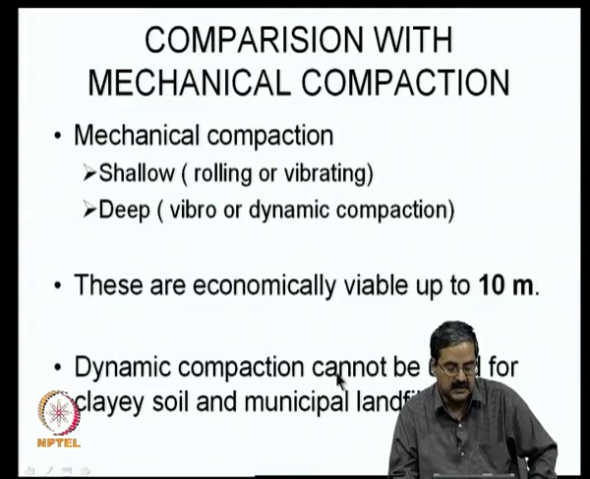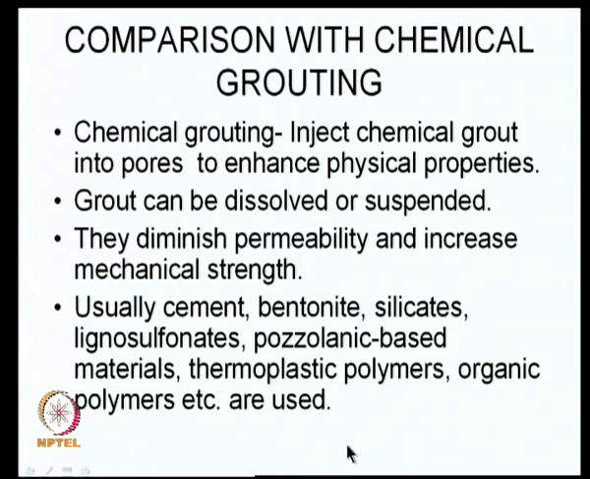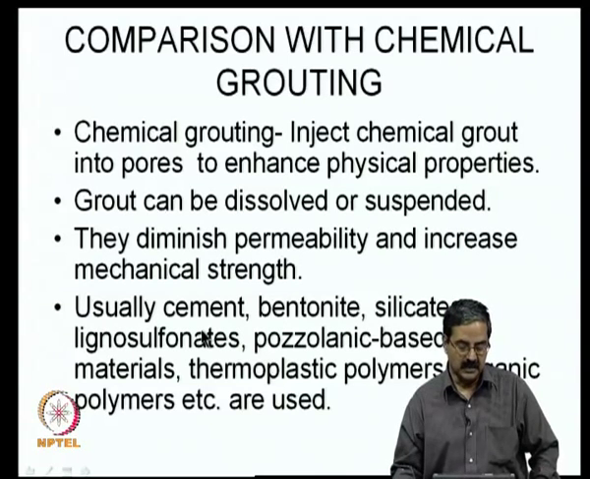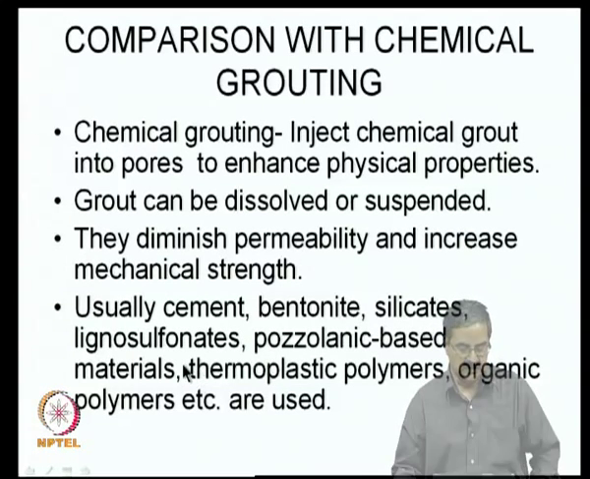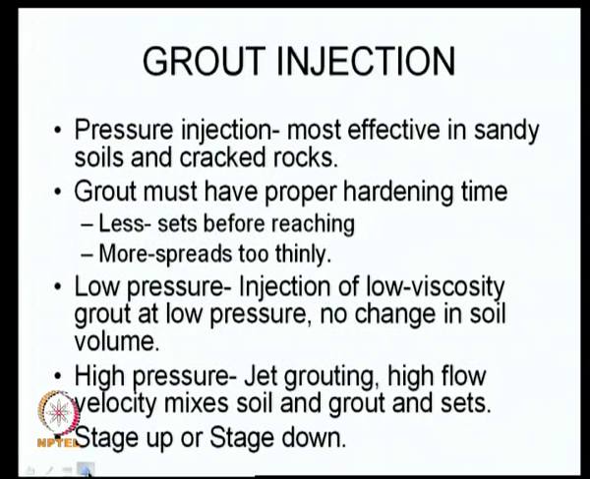And dynamic compaction cannot be used for clay soil and municipal solid waste. So, the advantage is that you are comparing with the conventional techniques, that is, mechanical compaction or mechanical modification. The other one is chemical grout, where you inject chemical grout into pores to enhance physical properties. Grout can be dissolved or suspended, and it reduces permeability and increases mechanical strength. People normally use cement, bentonite, silicates, lignosulfonates, pozzolanic based materials, thermoplastic polymers and organic polymers, etc.